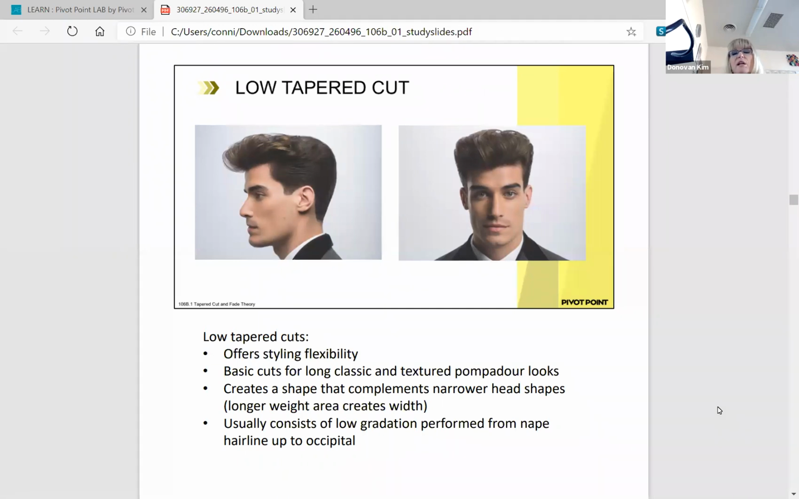It's actually increased towards the front so that they can comb that back like a pompadour, but it is a low taper. What you're finding there is that you have a lot of styling flexibility. It's a basic cut for a classic look like the pompadour. It creates shape that complements a narrower head shape. The longer area at the crest, which is the widest part of your head, creates width. And it usually consists of low gradation performed from the nape hairline up to the occipital, which if you look at the side view, is a lot shorter at the nape up to the occipital, then it gets longer the rest of the way up.